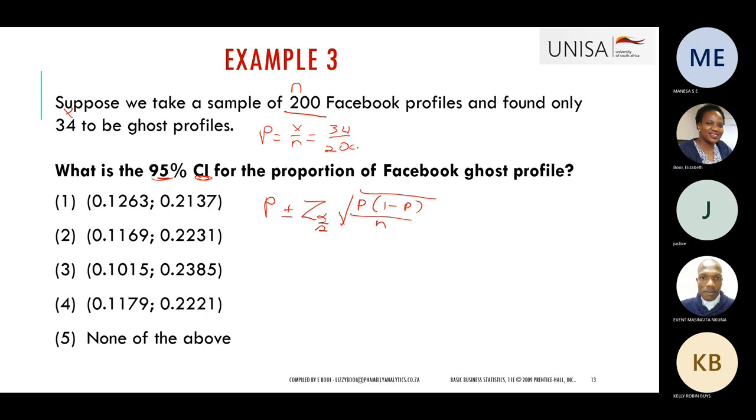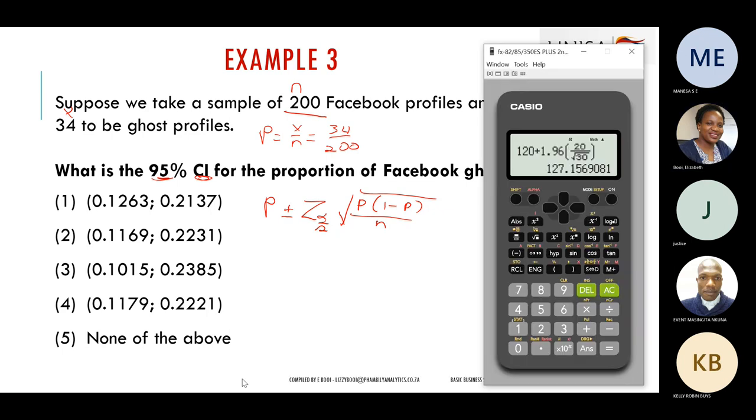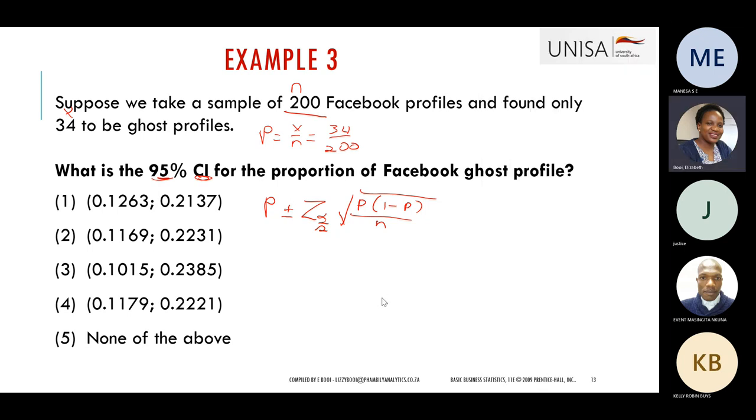over 200. What is 34 over 200? Is 0.17. That is my P. Then I can just substitute into this.